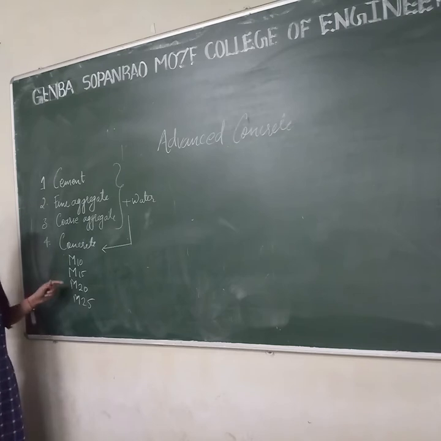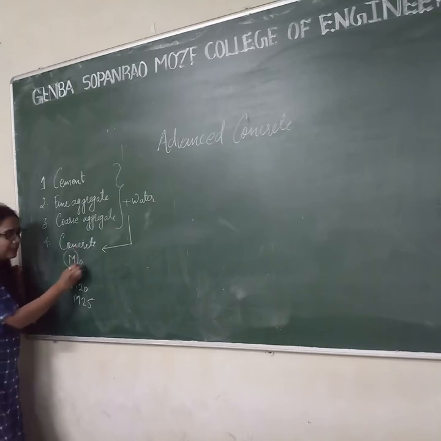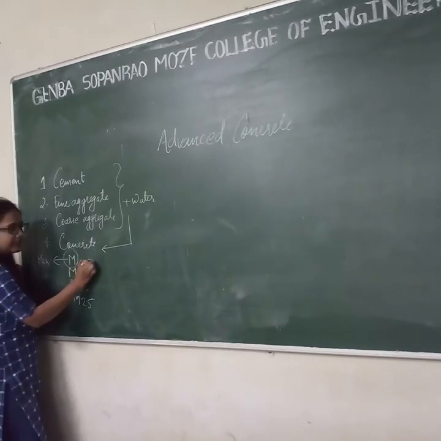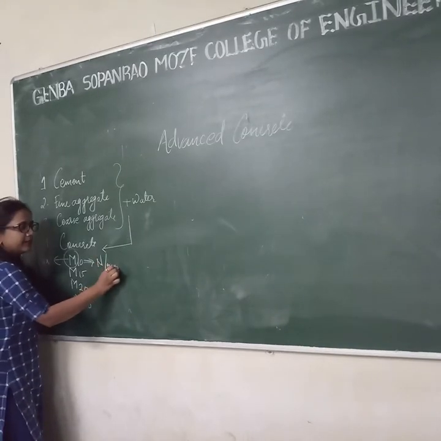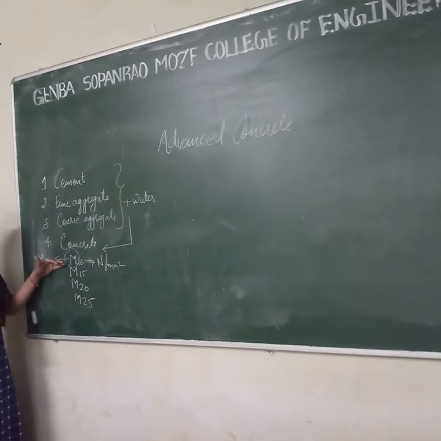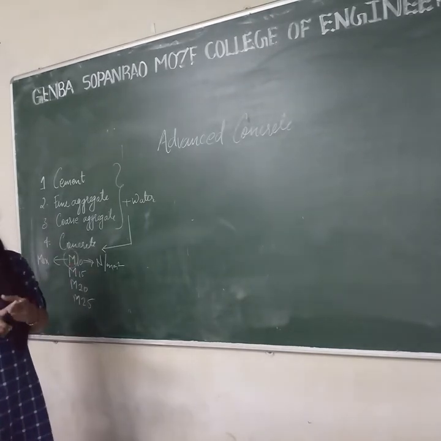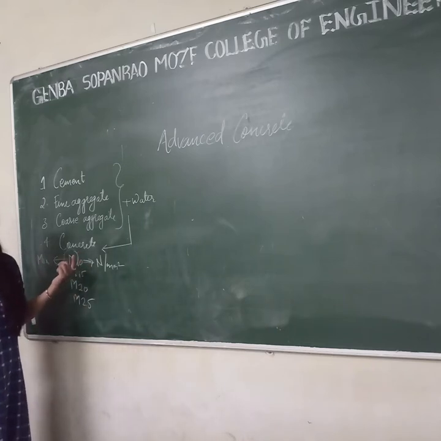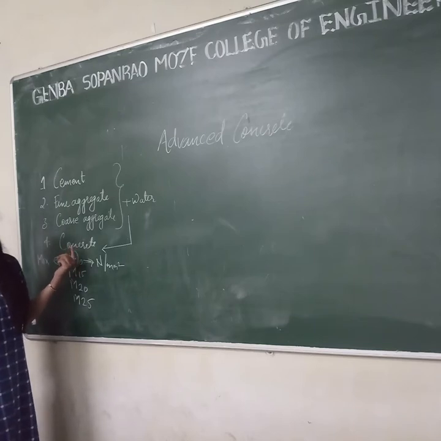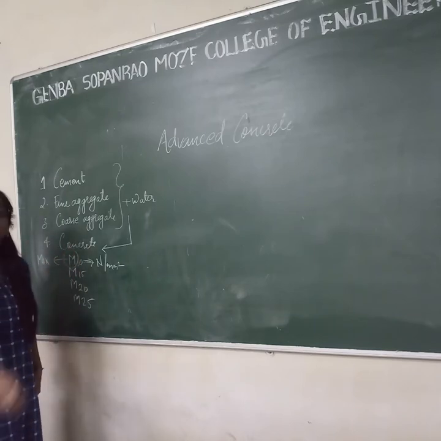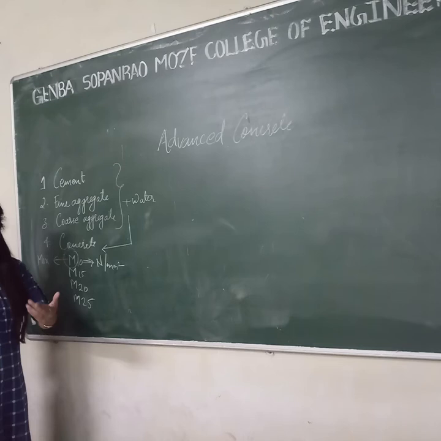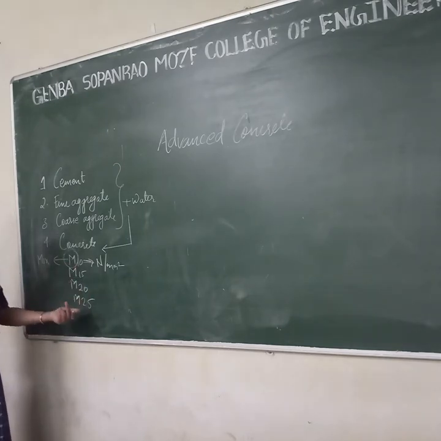So M10, M15, M20, M25. What is M and what is 10? M stands for mix and 10 stands for Newton per mm square. If M10 concrete is there, M is for mix and 10 is for Newton per mm square, that is, 10 Newton per mm square is its 28 days strength. At the end of 28 days, that concrete will have 10 Newton per mm square compressive strength. Likewise 15, 20 and 25, the same I have just explained.